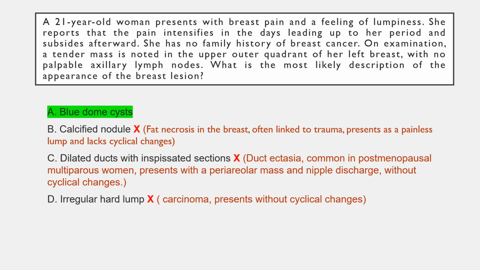And option D is incorrect, as an irregular hard lump is a feature of carcinoma. It will not show cyclical changes.